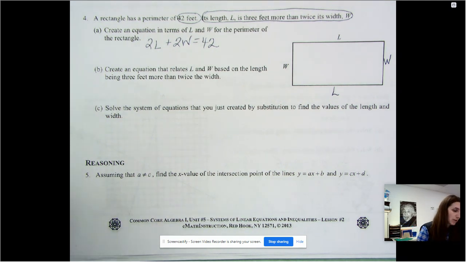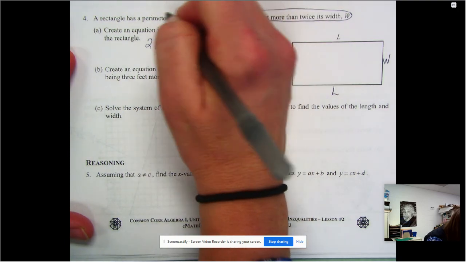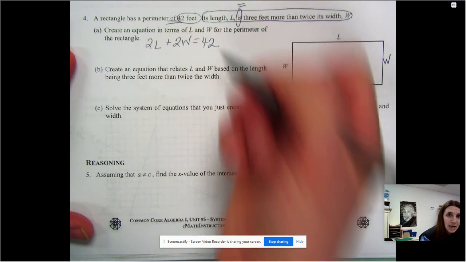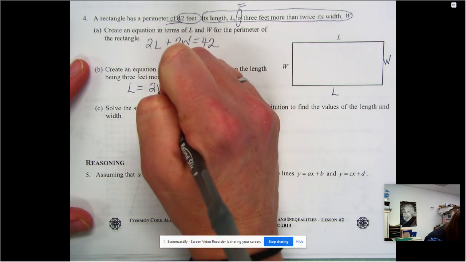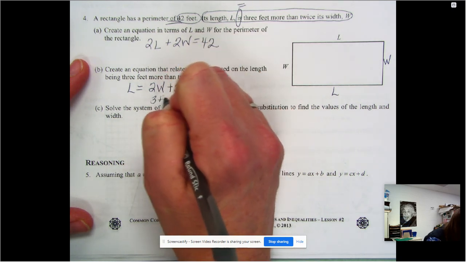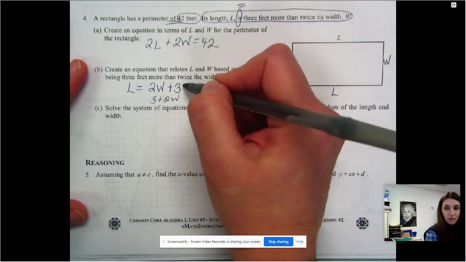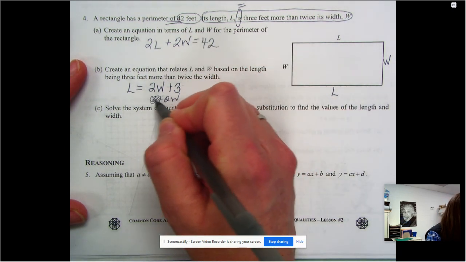Okay, so right here, this little word "is" means equals, just like "has a perimeter of" means it's equal to 42 feet. So L equals 3 feet more than twice the width. So L equals 2W plus 3. You could have also written 3 plus 2W. Either way would be fine. Mrs. McIntosh would tell you that this is the most proper way, and she's right.